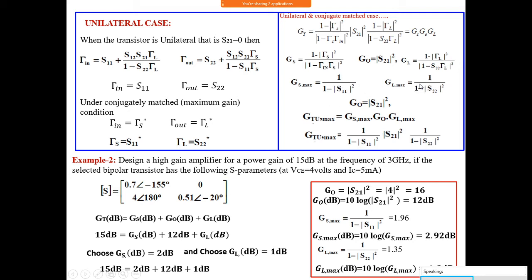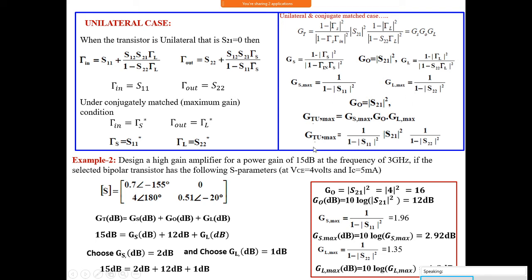Again, what we can observe from here is that GS maximum and GL maximum depend upon the S parameters of the transistor, the active device. The S parameters of the active device decide the value of GS maximum and GL maximum. So we are designing an amplifier, it is a unilateral case. In that case, you should first see what the GS maximum and GL maximum are. You can get those by using this equation. Take this equation and calculate, and you will get the value of GS maximum and GL maximum.